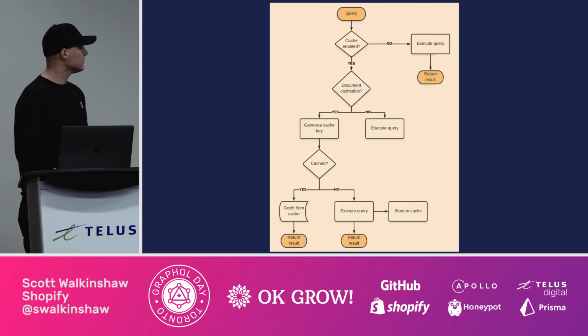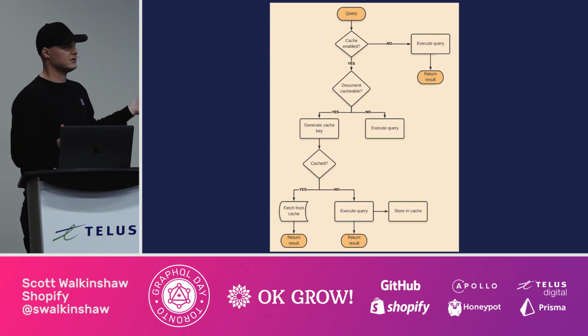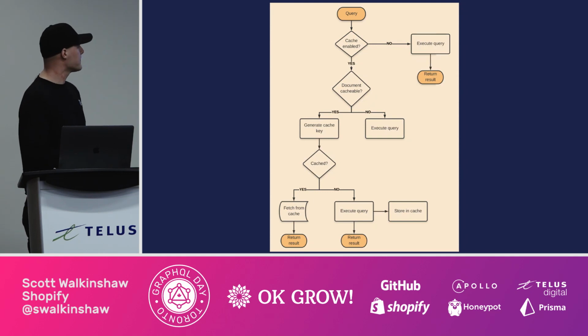And here's kind of a flow chart of what this looks like. I'm going to break it down in code after, but kind of start from the top. Query comes in. First, we have a flag that's basically is cache enabled or not. So the easy path is no, the cache is not enabled. We execute the query as usual, return the result. If it is, cache is enabled, then we try to determine is the query document cacheable. No, again, execute the query, return the response.